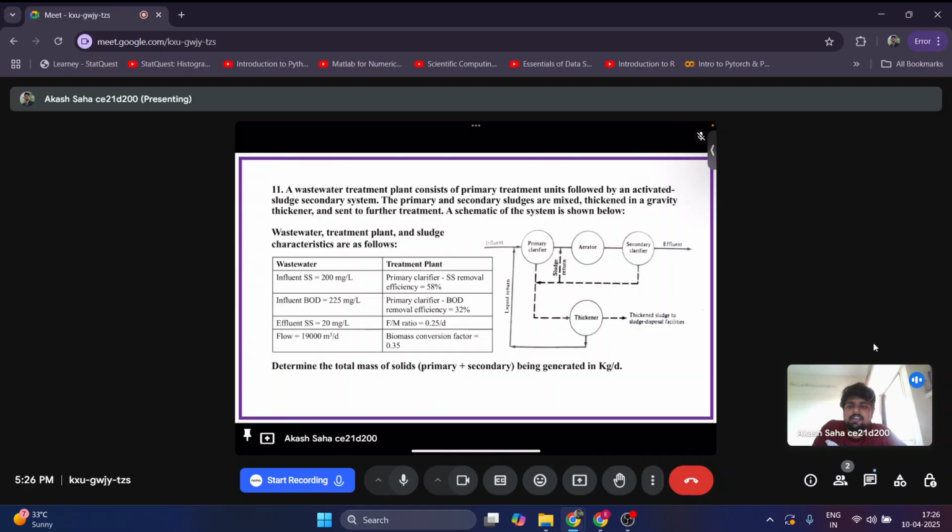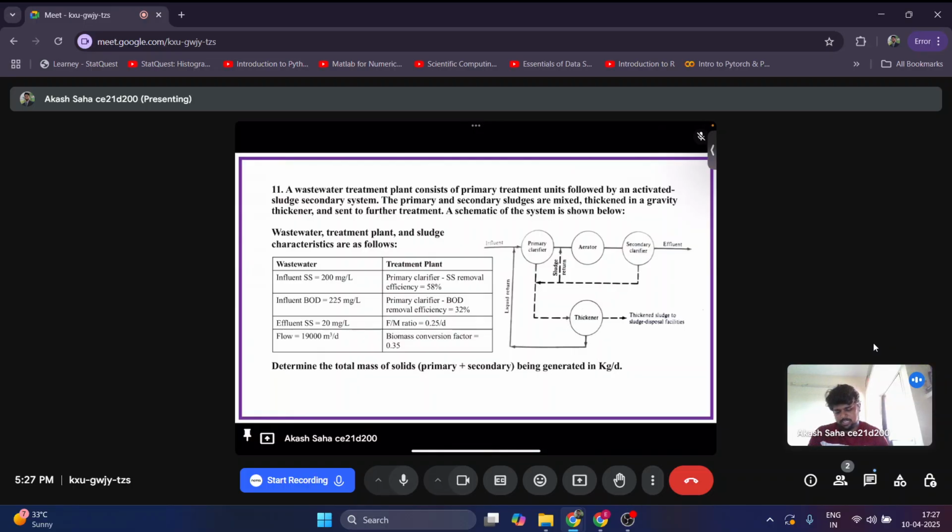So wastewater having the influent suspended solids as 200 milligram per liter, and influent BOD is 225 milligram per liter, and effluent suspended solids is around 20 milligram per liter, and flow is 19,000 meter cube per day. Then for the treatment plant, the primary clarifier will remove 58% of the suspended solids. The BOD removal efficiency is around 32. The F by M ratio is 0.25 per day, and the biomass conversion factor is 0.35. So all the things are given.